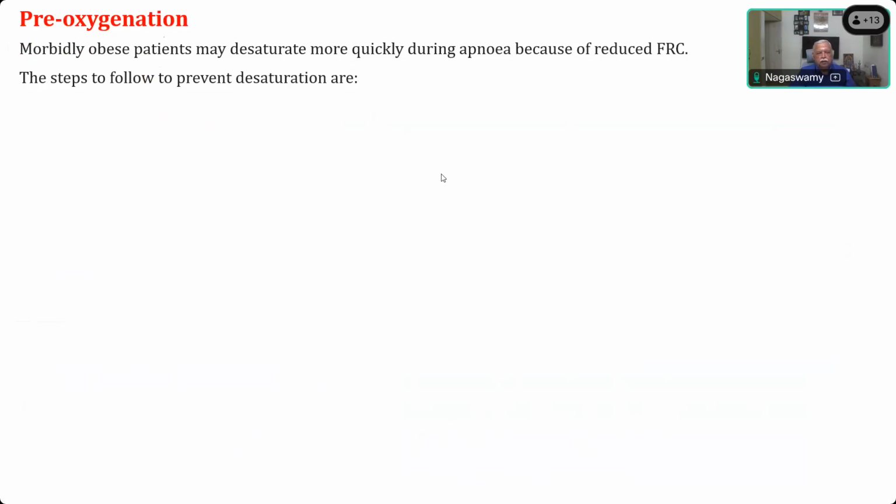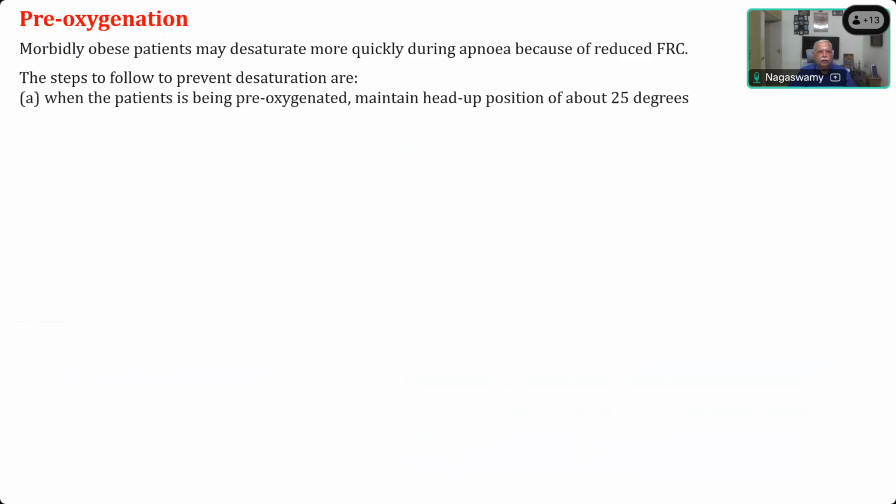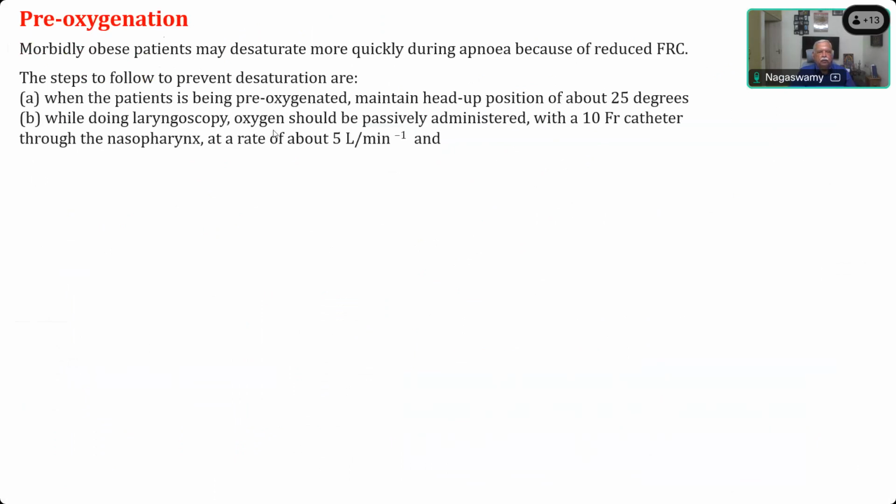Of course, Abhirami went in a lightning style to describe all that. But step by step, the patient is being pre-oxygenated. First thing, you must always give a 25 degree head up tilt. That is the first and foremost thing. Second, during laryngoscopy, oxygen should be passively administered with a 10 French catheter through the nasopharynx at the rate of 5 liters per minute. So this is continuous oxygen flow with a catheter in the nasopharynx.